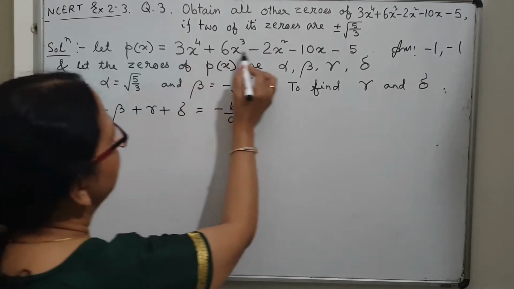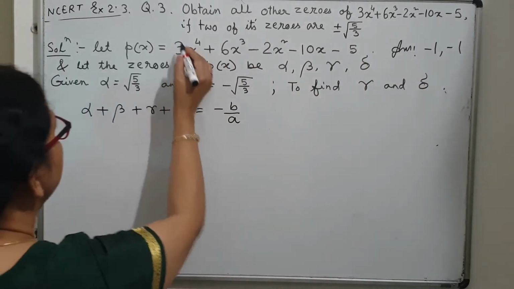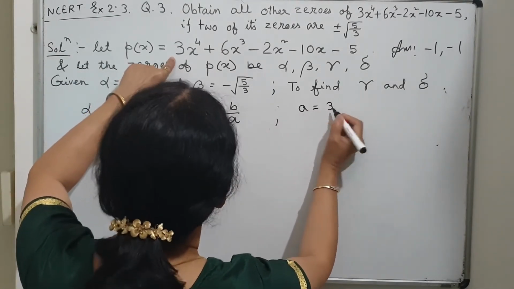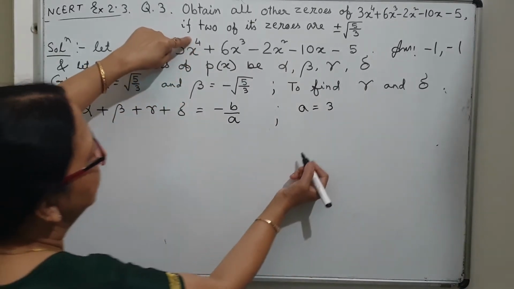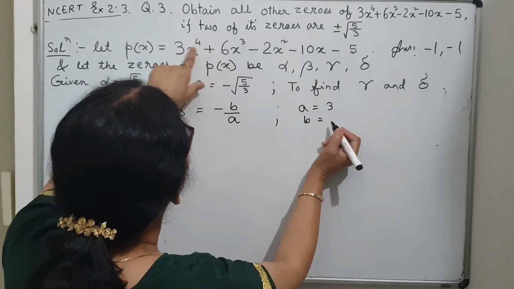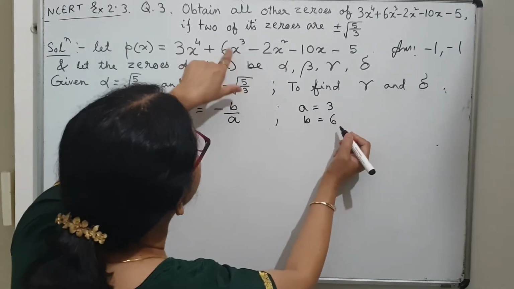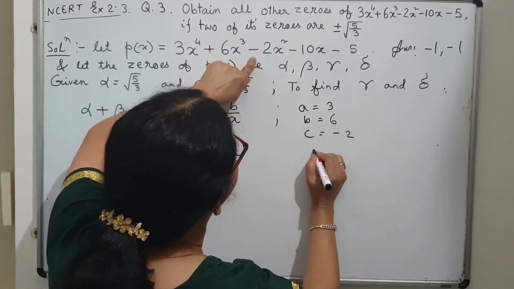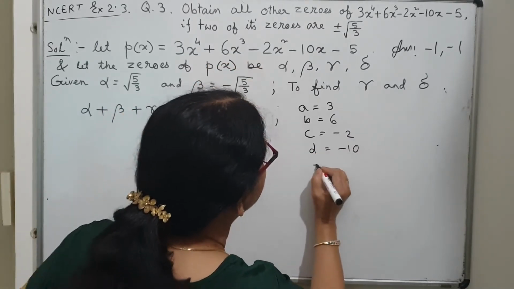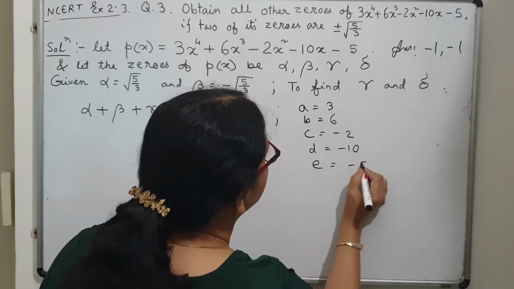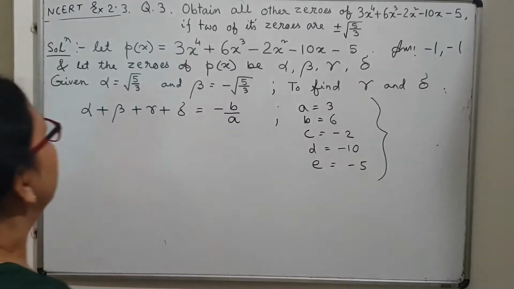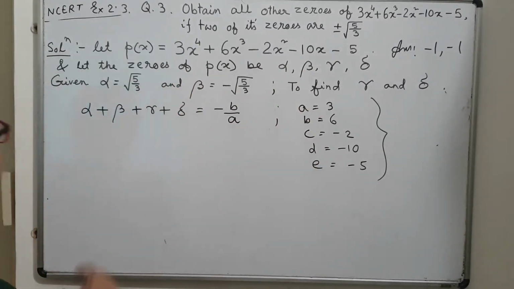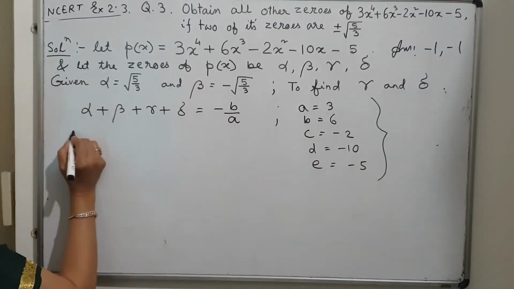Now comparing this polynomial with the standard one, let me write down the coefficients first. A is 3, the coefficient of the highest power term, then b is this one, 6, the coefficient of the next power, then c is minus 2, d is minus 10, and lastly e is the constant, that is minus 5. So that we get by comparing the given polynomial with the standard one. Now I can put these values in the equation. So this is your alpha. Let's put the values.